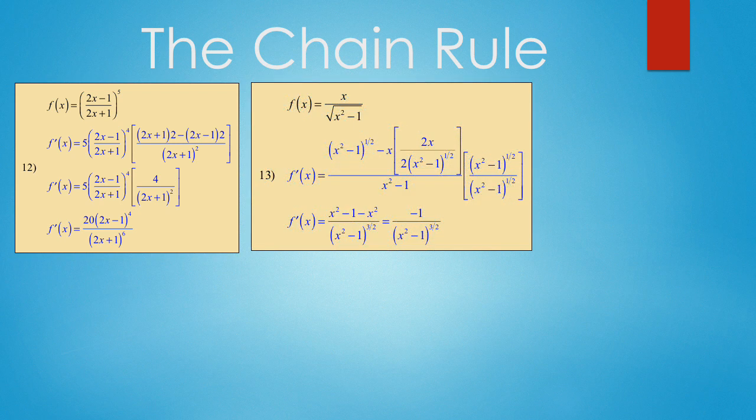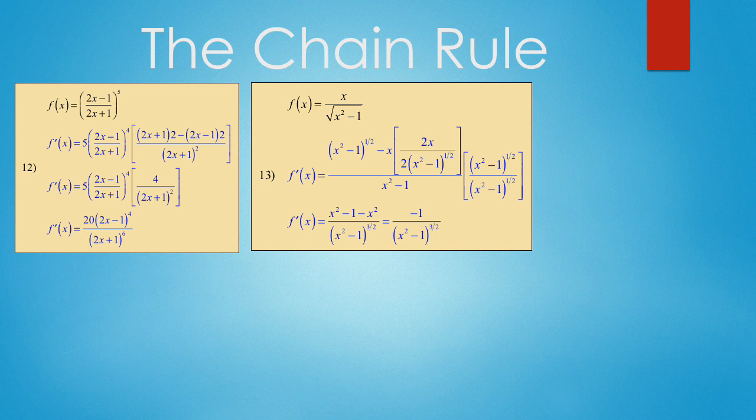Number 13, f of x equals x over the square root of x squared minus 1, is an ugly quotient rule. Yes, you can change it into a product rule, but you're going to end up with a lot of negative exponents that you're going to have to deal with later. Best to deal with it as a quotient. So in taking the derivative, we square the bottom, which turns out to be nice. We get an x squared minus 1.